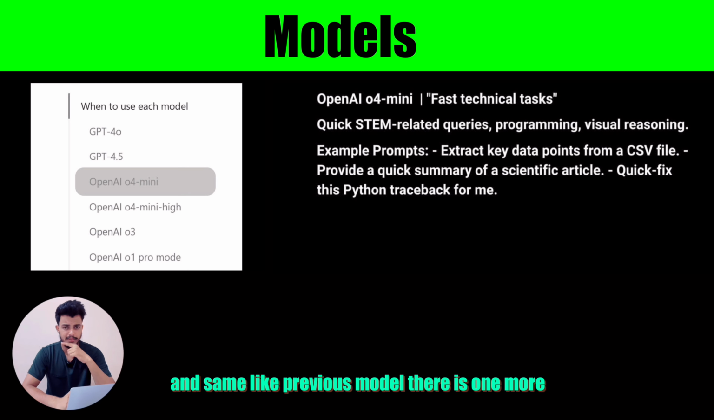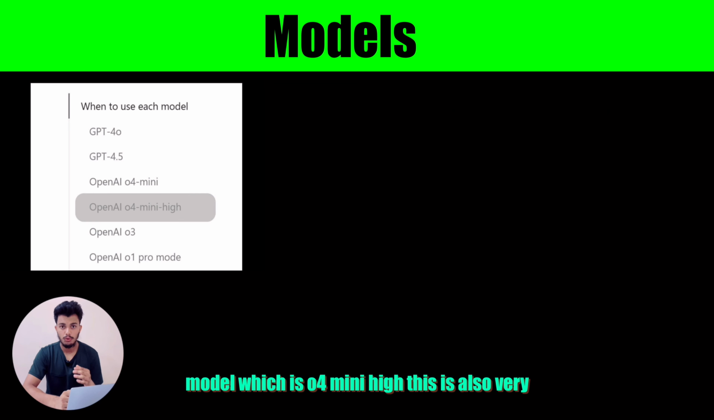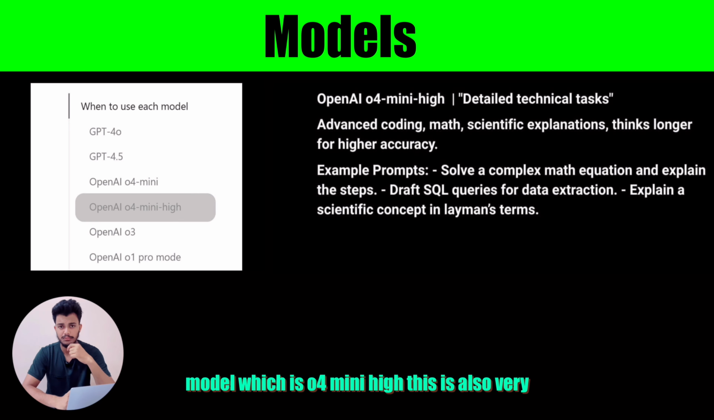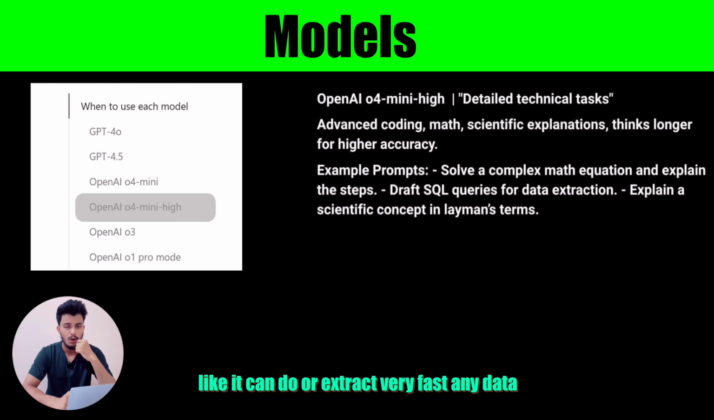And same like previous model, there is one more model which is O4 Mini High. This is also very good at technical tasks, but it is a bit faster than the previous model. It will also perform those previous tasks but a little bit faster. And there are many things that are included in this model, like it can very fast extract any data from a CSV file or any article or from any PDF.